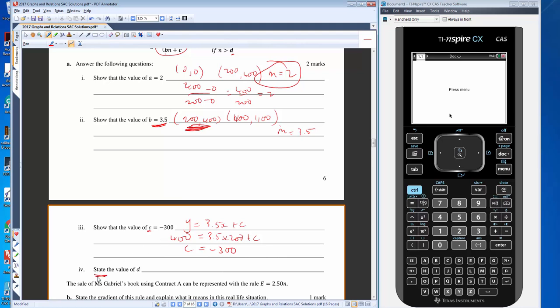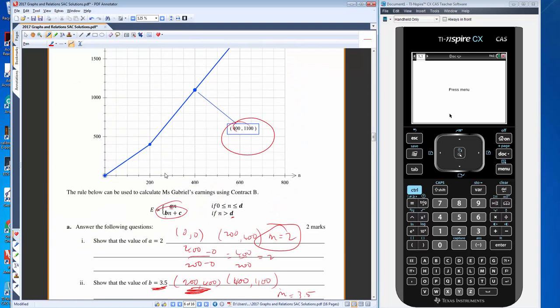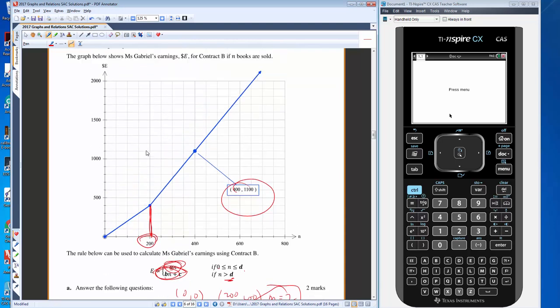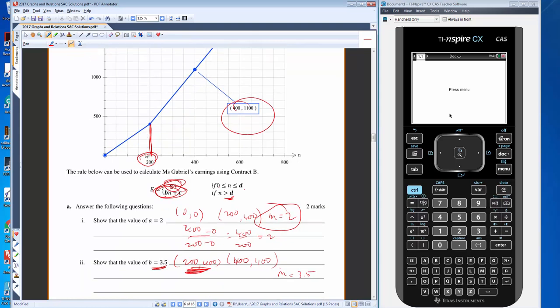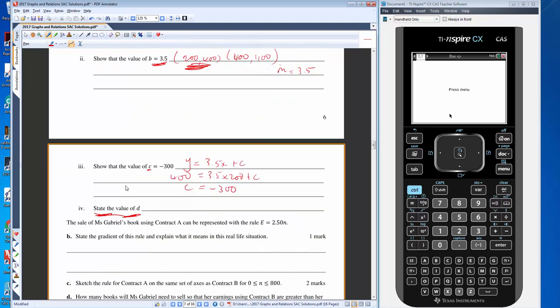Alright, this one here wasn't a show that, you just needed to state the value of d. You can see here that d is the value for which this equation is true between 0 and d, and for what this equation is true, it's greater than d. So actually that must be this value here. So d would have been 200. A lot of people said 800 on that, but it's 200.